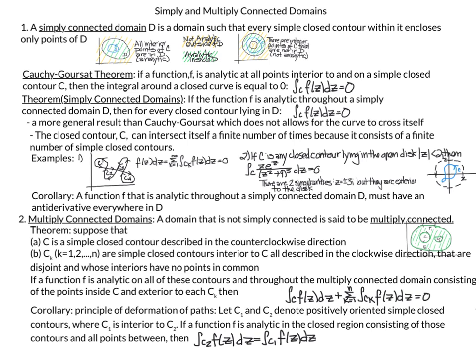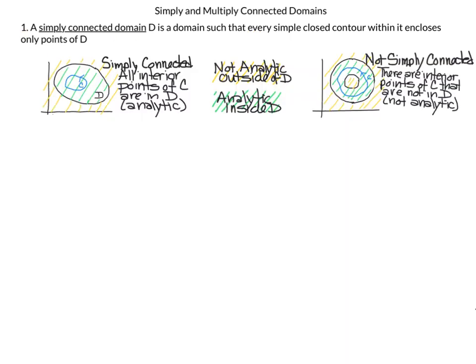That wraps up our overview, so we're going to come back and take a closer look at the simply connected domain. A simply connected domain D is a domain such that every simple closed contour within it encloses only points of the domain. Our two pictures are here.